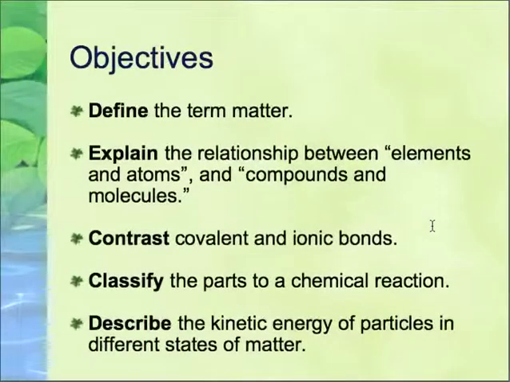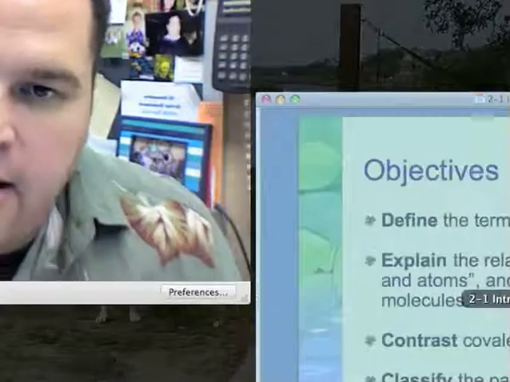So in today's E-Biology Teacher podcast, we will be discussing matter and what it means. We're going to talk about elements, atoms, compounds, and molecules. We're going to talk about chemical bonds, specifically covalent and ionic bonds. We're going to classify the parts of chemical reactions and talk about the kinetic theory of matter and what it has to do with us.